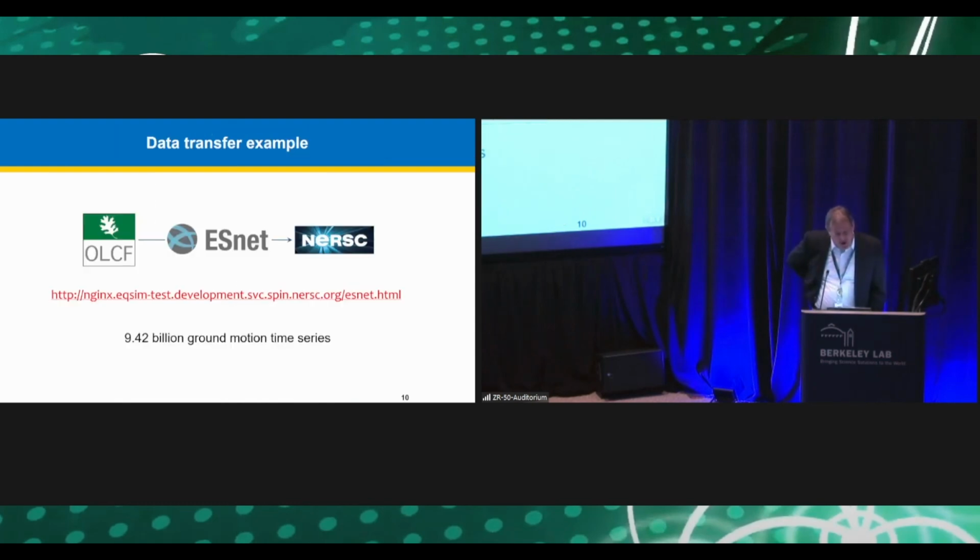So we are also trying a real-time example. So let's click on that URL. Hopefully it works better than the clicker.